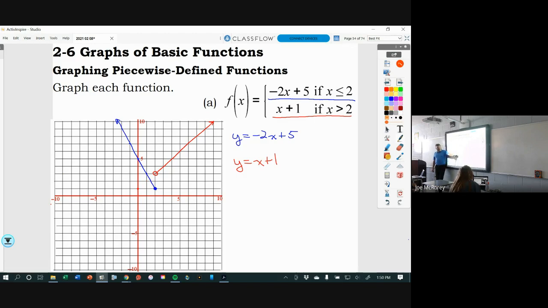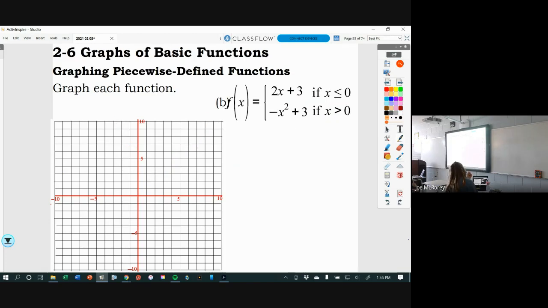Are there any questions on how we graph this? Wait, so how is it a function? For every x value, there's only one y. But those points, it's not shaded in, so it's not equal to. That's a closed circle, that's an open circle. So at 2, we're going to use the blue function.